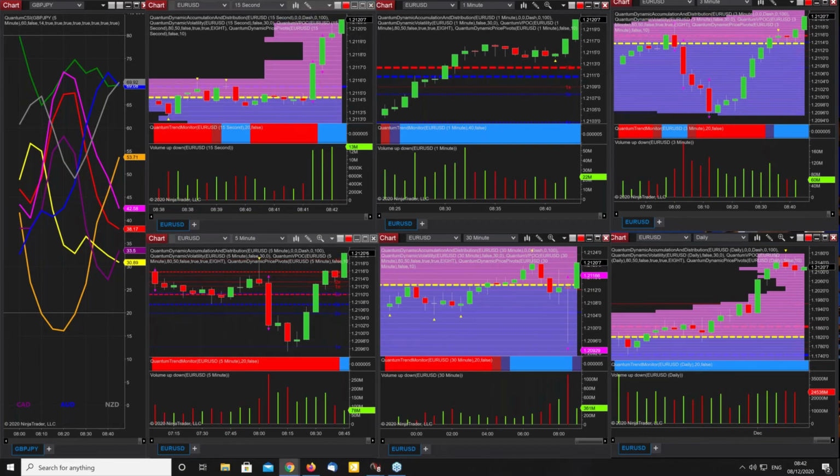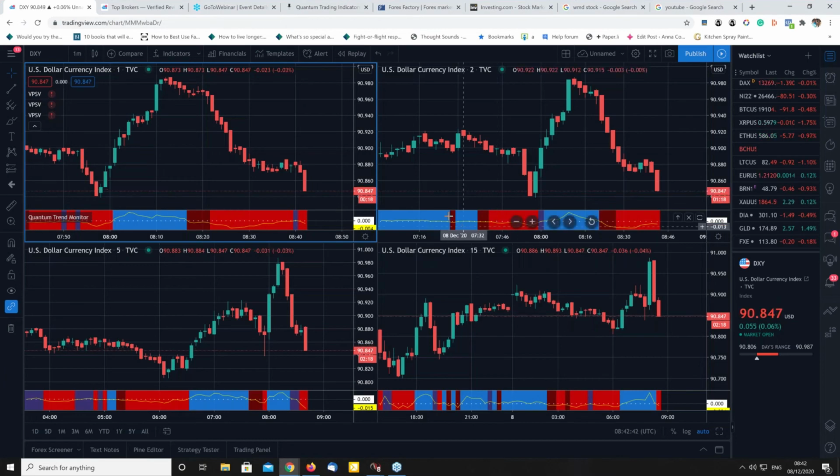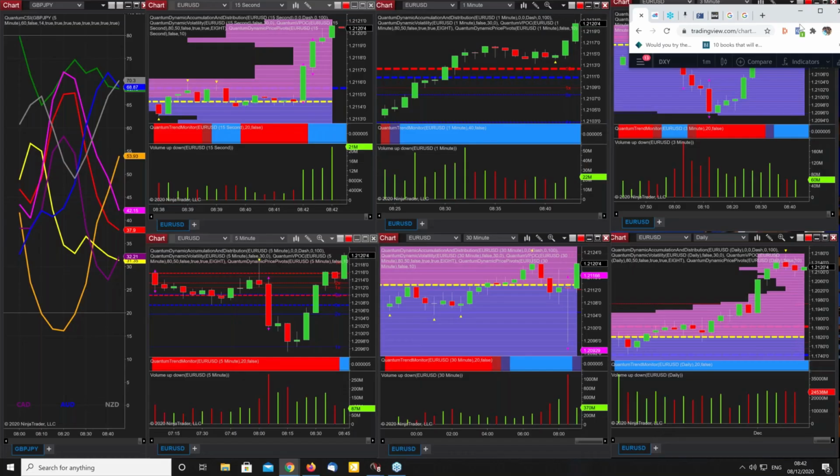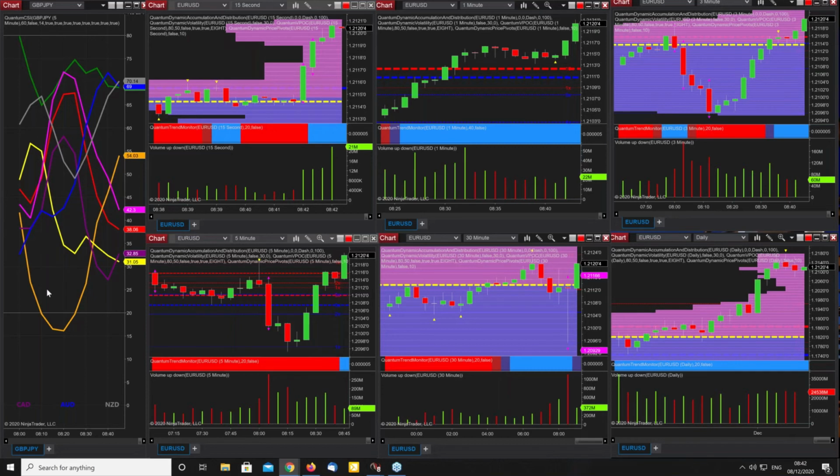Put it over here again. You can see it on the multiple time frames. There we go. That's what's going on. So there is strong selling of the dollar, and that's a question of matching it up to the pair that is going to deliver that.